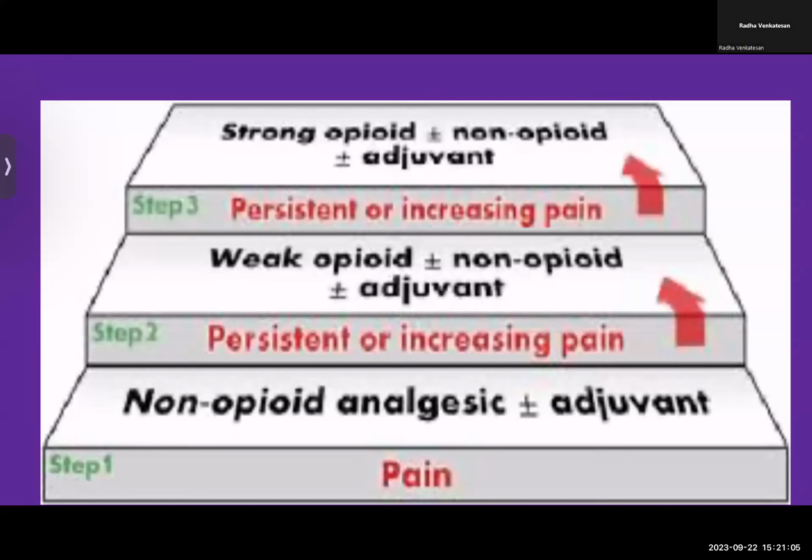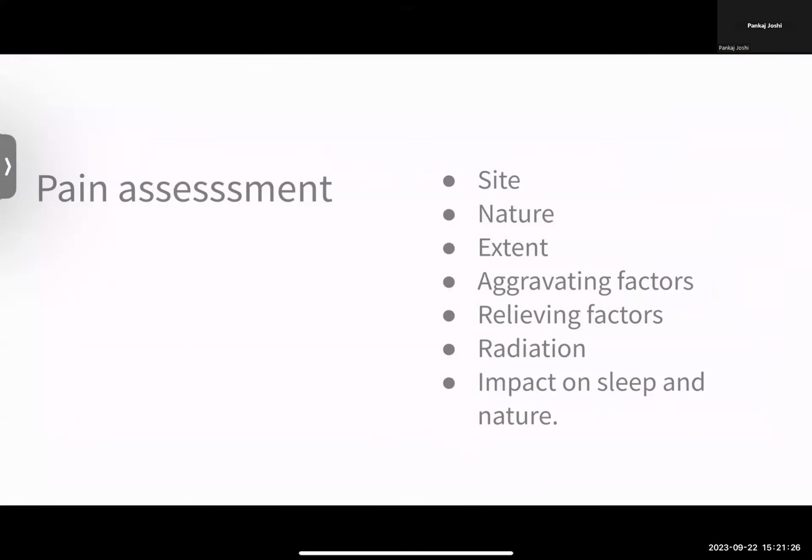Whereas step 3 is strong opioid, plus or minus non-opioid. So step 3 and step 1 are combined. An adjuvant is there in all these steps. You can add an adjuvant in all these steps. Is that clear? Yes, ma'am. Okay, thank you.